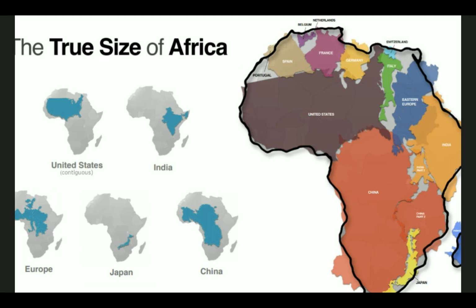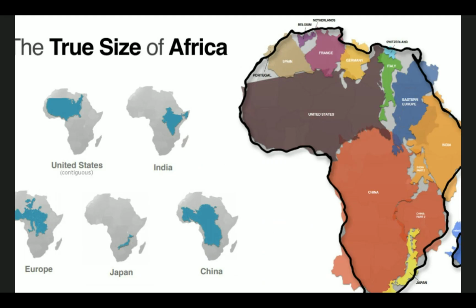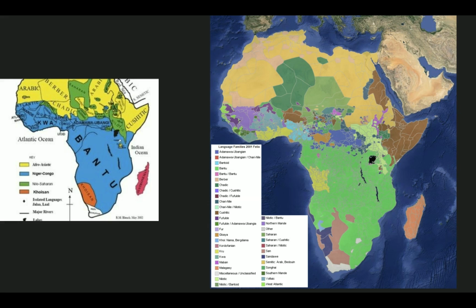So we are looking at a large group of people, a massive continent. And also, it should be noted that the current political boundaries are entirely inaccurate of the people who have resided here for many, many years. We're going to be looking primarily at sub-Saharan Africa.